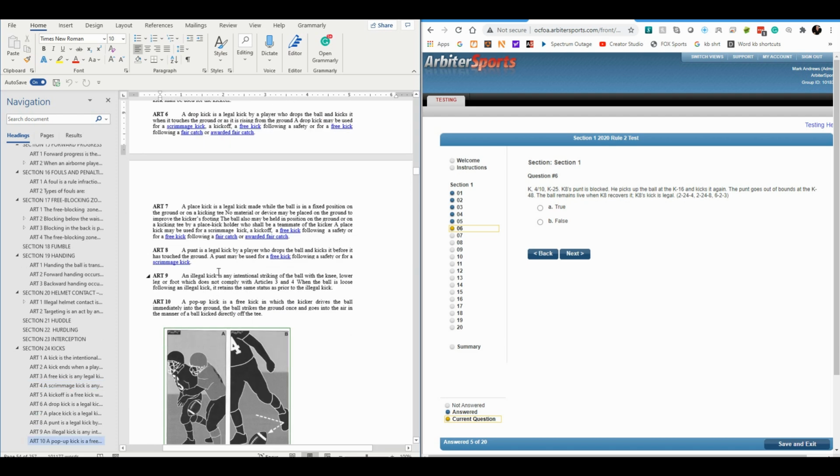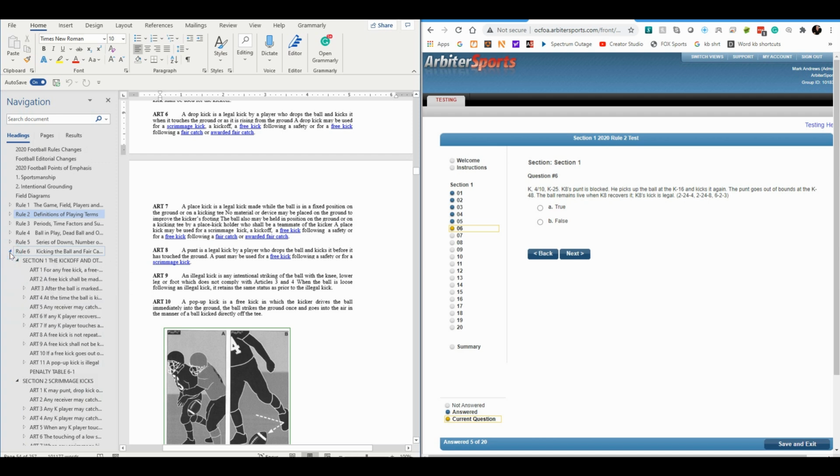And really, 2-24-8 doesn't help either. A punt is a legal kick by a player who drops the ball and kicks it before it has touched the ground. A punt may be used for a free kick following a safety or for a scrimmage kick. Again, does that help us with this question? No. So, your fearless leader went out and found the rule that does answer this question, which is 6-2-3. That wasn't included in the original test, by the way. You see how I'm looking out for you guys?